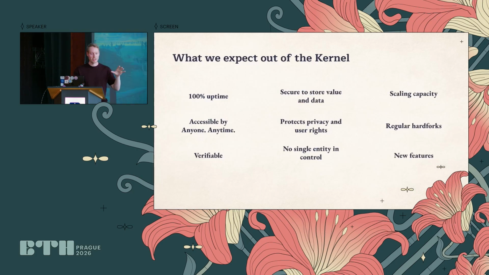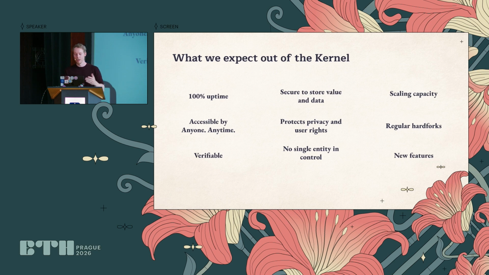And with these properties in mind, there are certain things that we also expect out of the kernel, so sort of more concretely. And these are both from the past. We've seen a strong track record of 100% uptime. We've seen that Ethereum has been accessible generally by anyone, even when there have been nation-state attacks. It has been censorship resistant towards that.